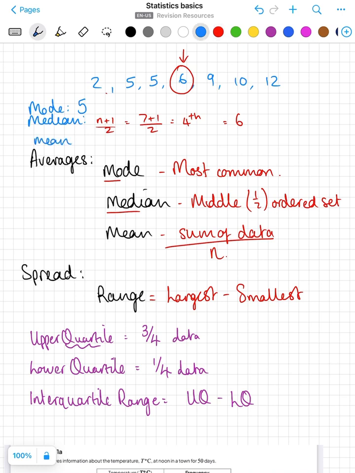The mean, we would add them all together. So that's 2 plus 5 plus 5 plus 6 plus 9 plus 10 plus 12, which gives me 49, divided by 7 because there are 7 pieces of data, and that gives me a mean of 7. So a mode of 5, a median of 6, and a mean of 7, all pretty close together for my averages. The range is the largest value minus the smallest value, so that is 12 minus 2, which is 10. That tells me my numbers vary by 10 digits.